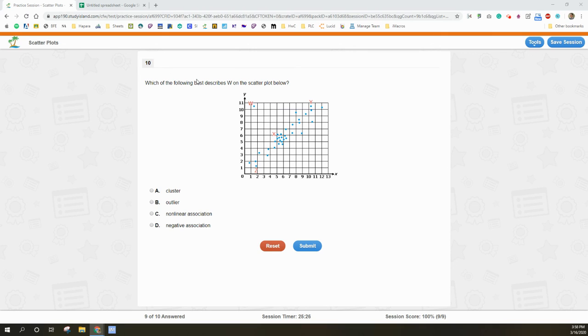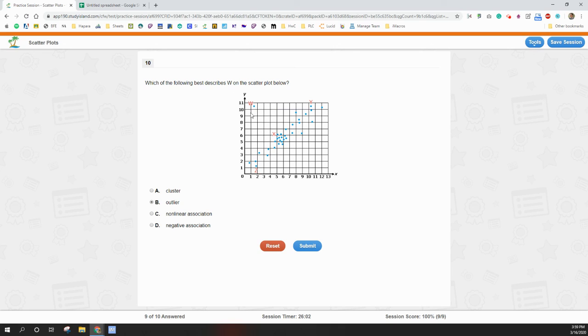All right, one more. Which of the following best describes W on the scatter plot below? Find W, it's this little point way up here. Now we've already covered this so far in this video. That is an outlier. What are these other things, just so we know? A cluster is a tightly packed group of data points that's more tightly packed than the rest of the data, and that looks like what we have at X. This is a cluster. A nonlinear association, well, that's not true. This is a linear association. We could draw a line that would model this fairly well, and it is a positive association overall, not negative.